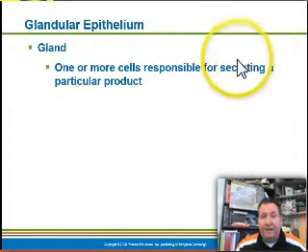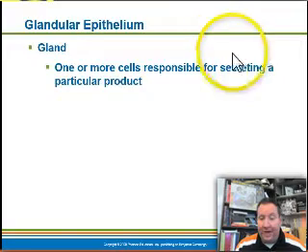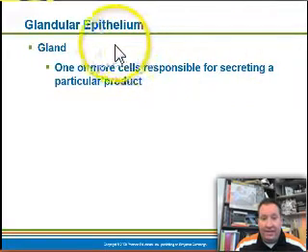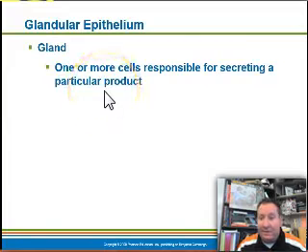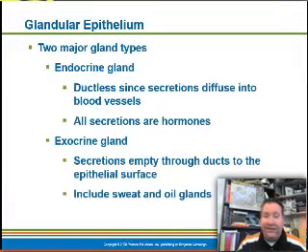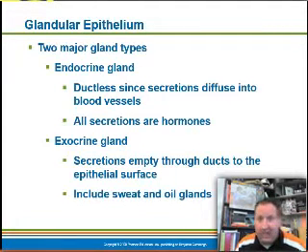We talked a little bit about glands and the secretion property of epithelial tissue. A gland is one or more cells that are responsible for secreting a particular product. There's two types of glands that we have in the body: endocrine glands and exocrine glands. Endocrine glands are going to be ductless and they're going to secrete hormones. So they're products of the endocrine system. Endocrine glands are ductless, and they secrete their products directly into the bloodstream.